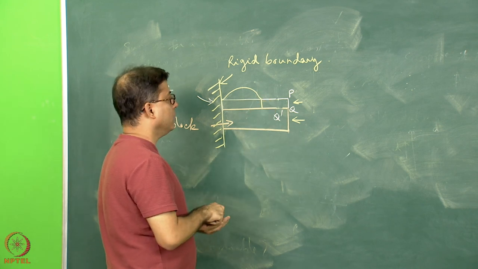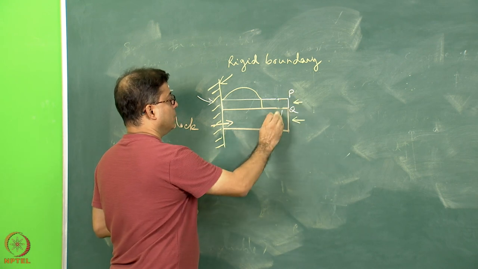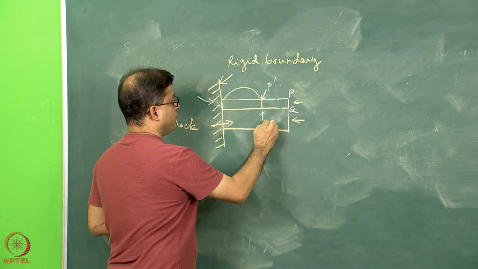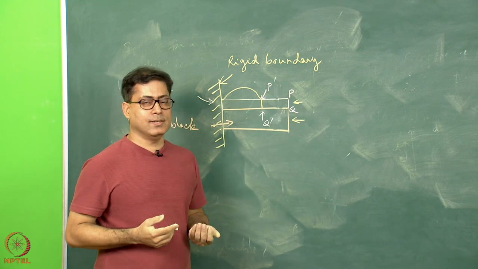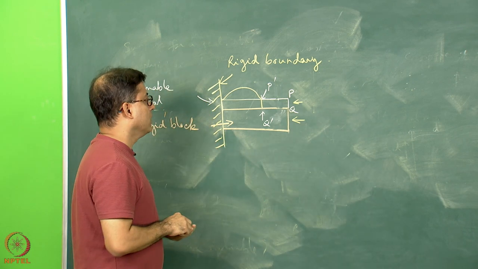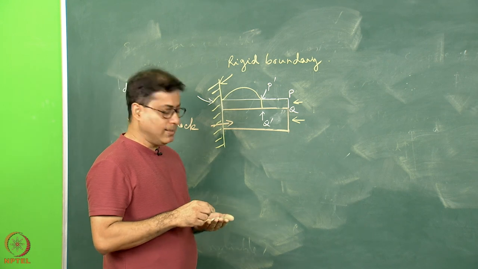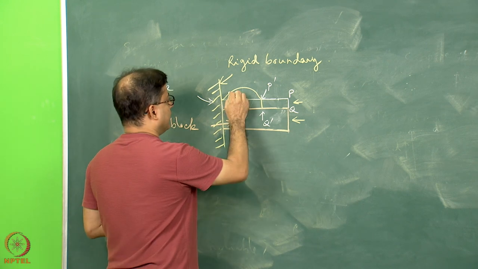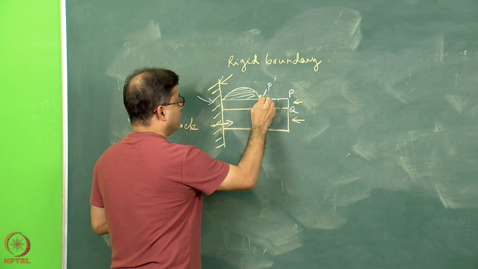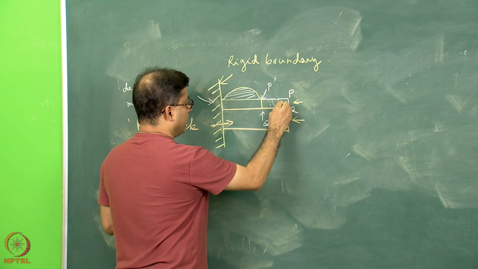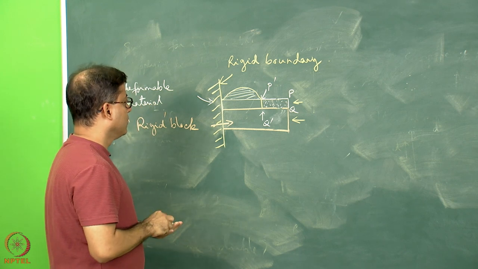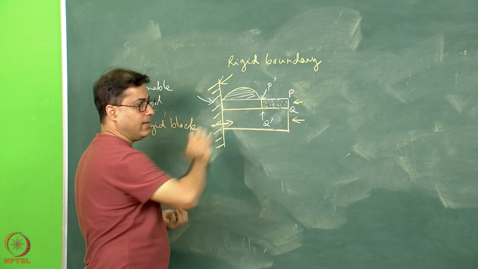So if I think of this line as PQ, then after deformation, here is point P dash, here is point Q dash. So the question is, how much shortening has happened, SH, that parameter we want to find out. Now here, if we apply the area balance method, we can tell you that this area gain due to folding is equal to the area loss that has happened over here.